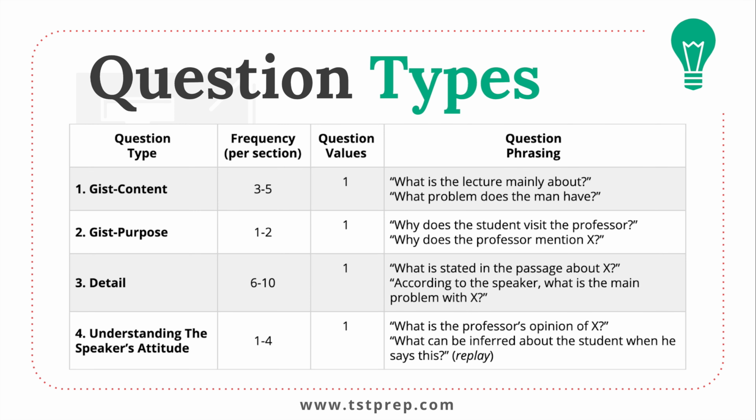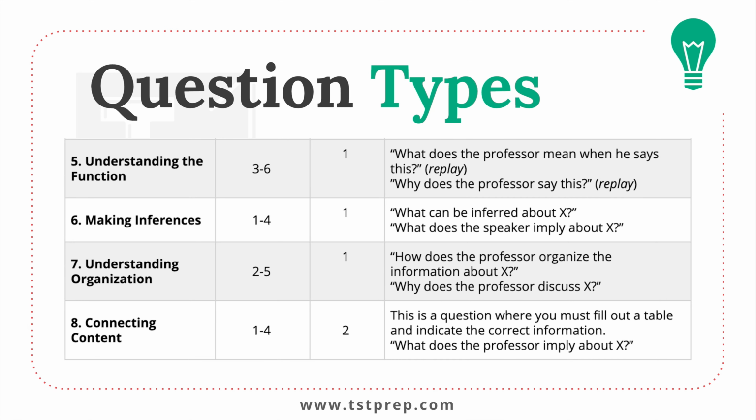There are 8 different question types in the listening section, and I'm just going to run through them really quickly. You can download the quick guide to check these out in more detail. Gist content, gist purpose, detail. Understanding the speaker's attitude. There's also understanding the function, making inferences, understanding organization, and connecting content. I'm sure you're like, I have no idea what any of those mean. Don't worry about it. I would just pause the video here and read in more detail so you can see some examples. I put some examples there so you can see what those questions will look like on test day.